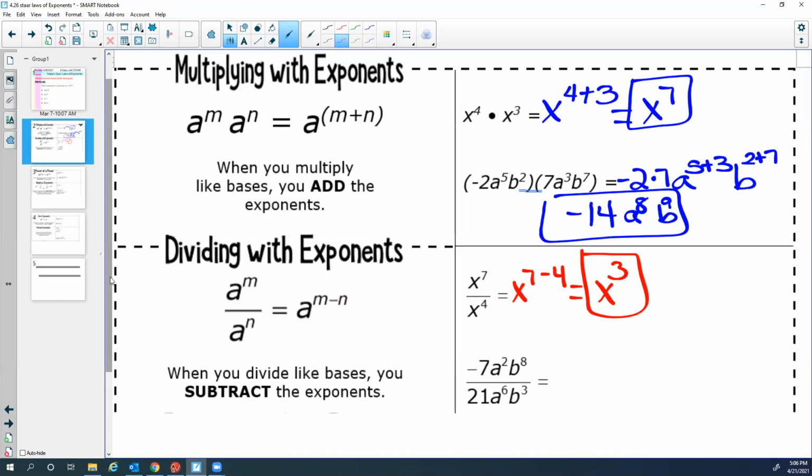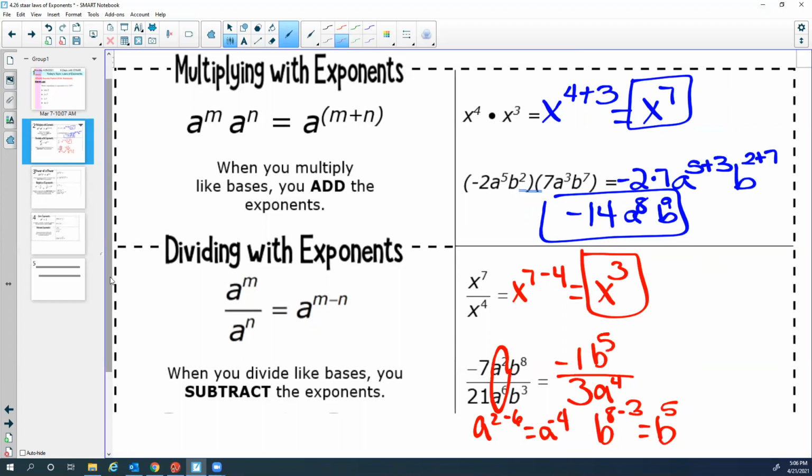So -7 divided by 21. In my calculator, it'll tell me it is -1/3. My a's, I will go ahead and subtract 2 minus 6. 2 minus 6 is -4. Since that gives me a negative exponent, I'm going to go ahead and put a^4 on the bottom. Now let's do our b's. 8 minus 3. That gives me b^5. That is a positive exponent, so that goes on top. And there is our answer.